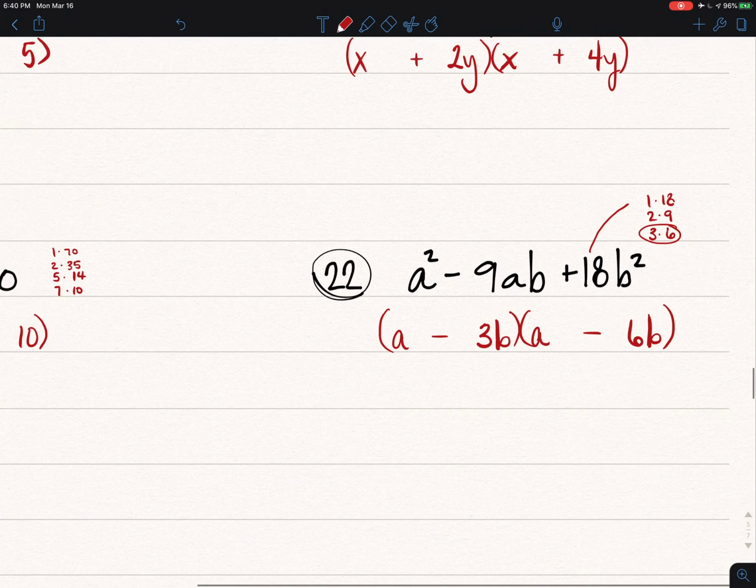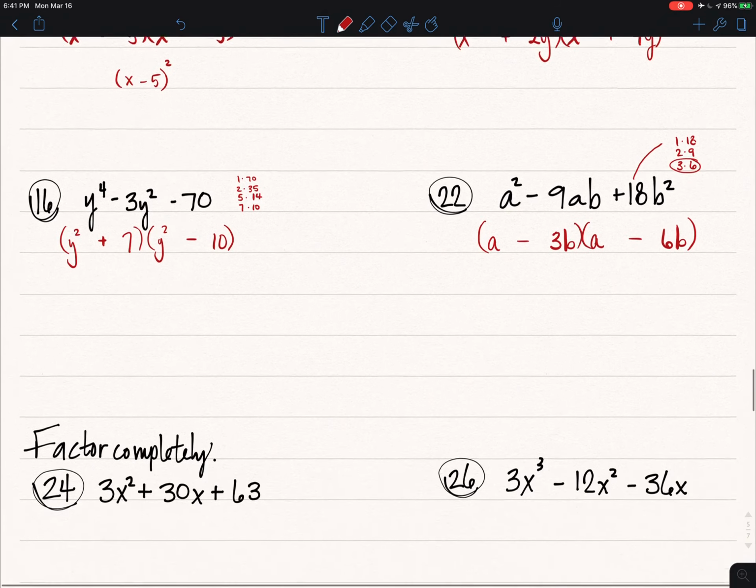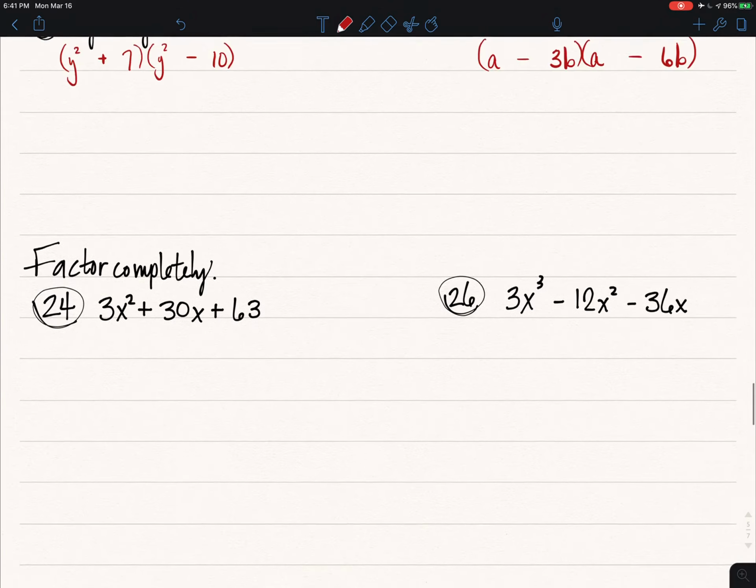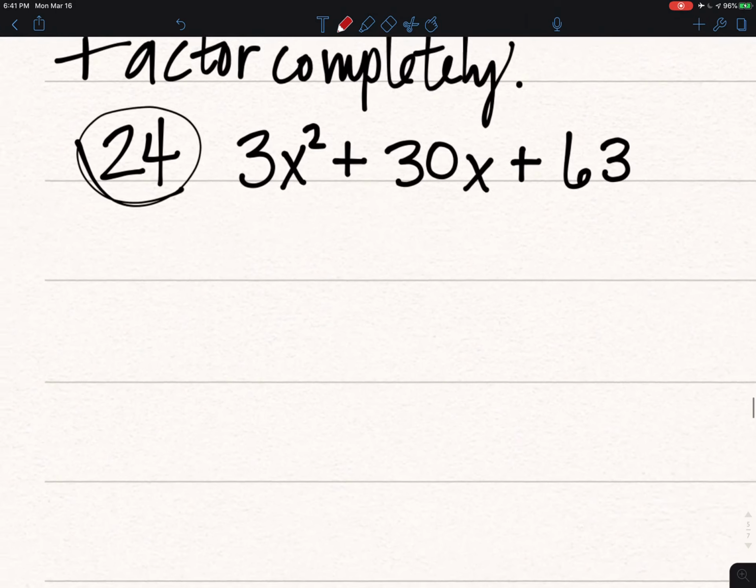So once again, pause the video, FOIL these two binomials, and tell me whether or not you got the same thing as the original number 22. All right, several here that are left. Let's go to number 24.